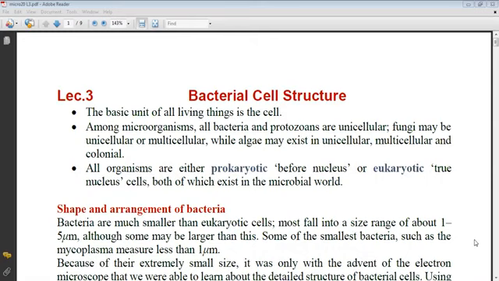The basic unit of all living things is the cell. Among microorganisms, all bacteria and protozoans are unicellular. Fungi may be unicellular or multicellular, while algae may exist in unicellular, multicellular, and colonial forms. All organisms are either prokaryotic (before nucleus) or eukaryotic (true nuclear cells), both of which exist in the microbial world.